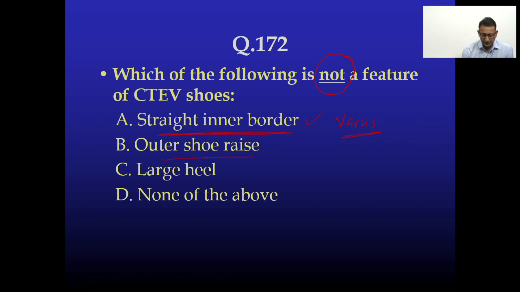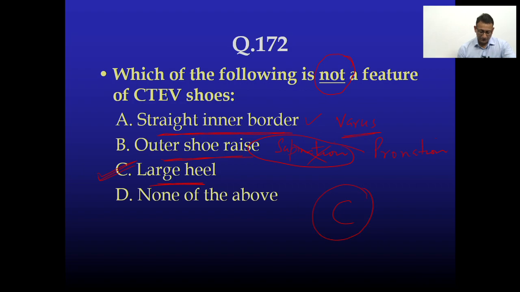Outer shoe raise is used to prevent supination. It prevents the supination and keeps the limb in pronation, which is desired. Large heel, we never use a large heel in CTEV shoes, because if we use that, equinus deformity will again develop. So, the large heel should be the answer to this question number 172, which is C in this case.